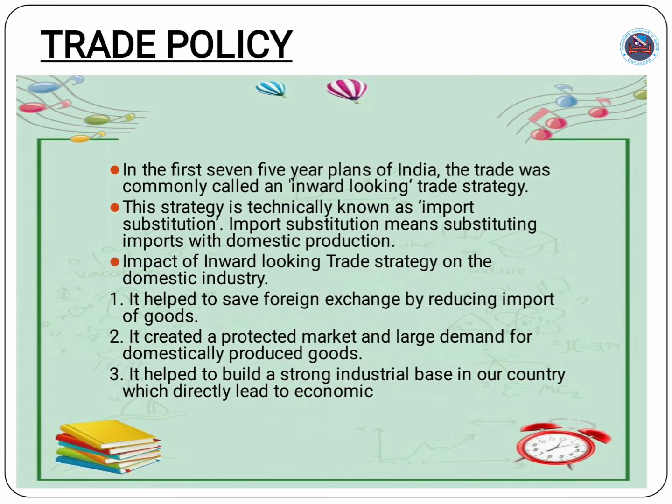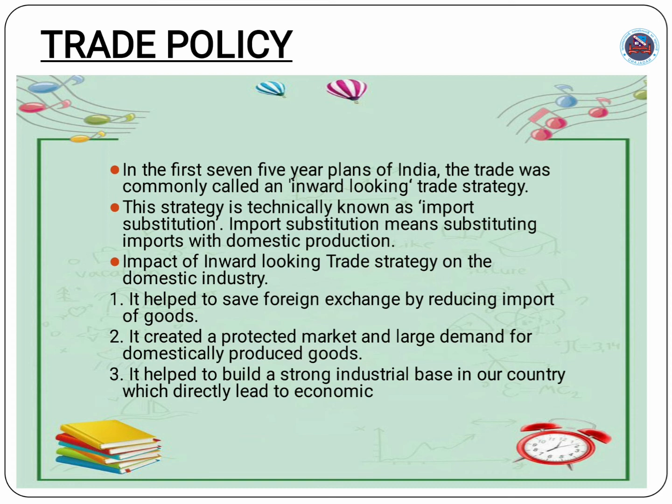We shall be learning the last topic under this chapter, that is trade policy. The industrial policy that we adopted was closely related to the trade policy. When I talk about trade policy, it means some of the foreign policy that we have taken up after 1947. In the first seven plans, trade, which means exchange of goods with a foreign country, was characterized by what is commonly called an inward looking trade strategy. This inward looking trade strategy is technically known as import substitution.